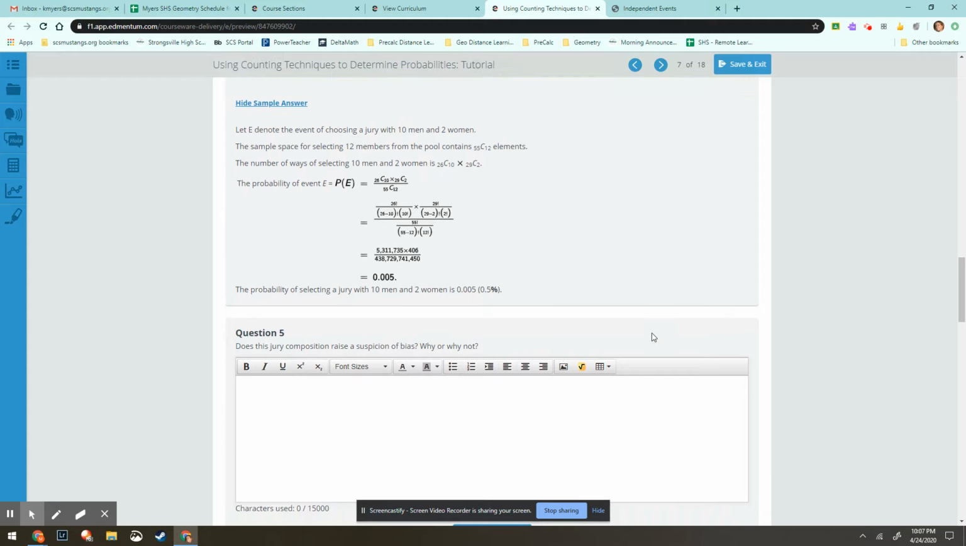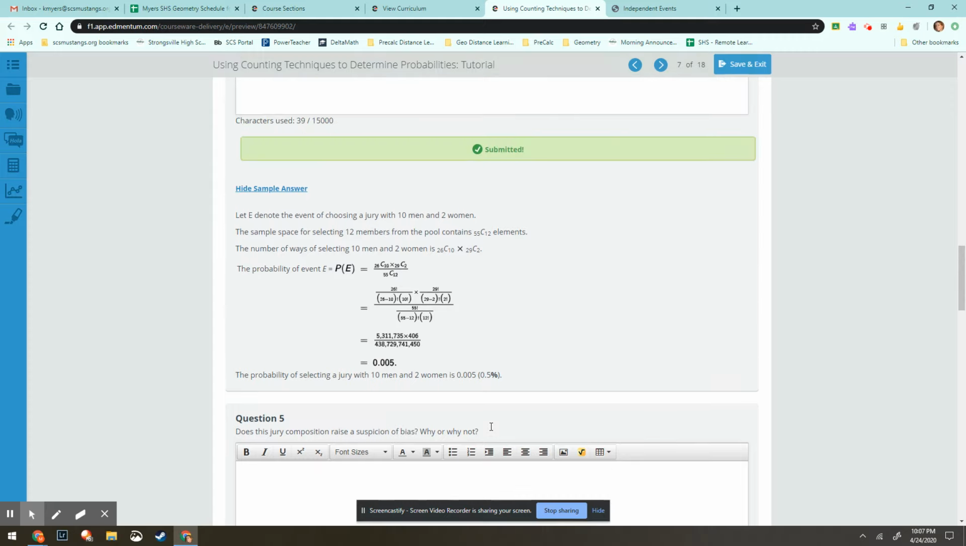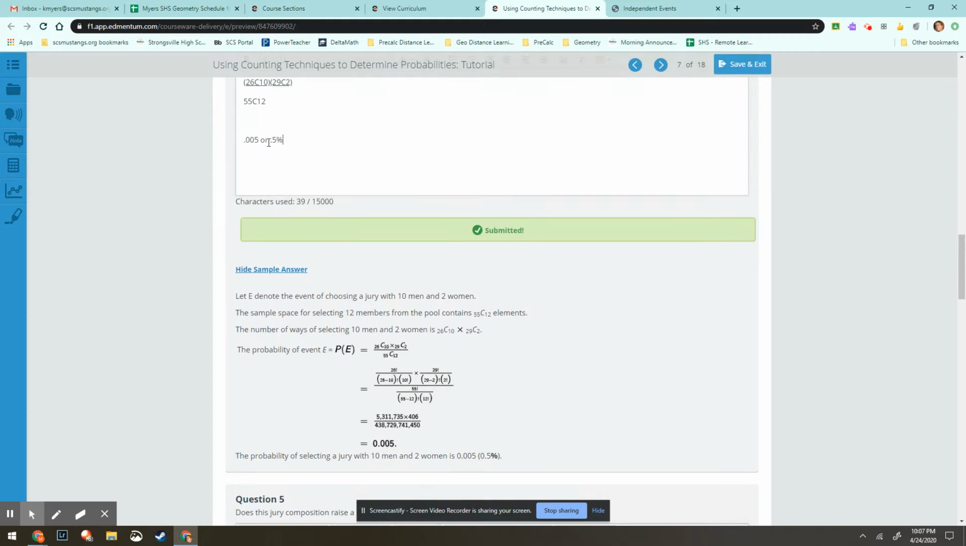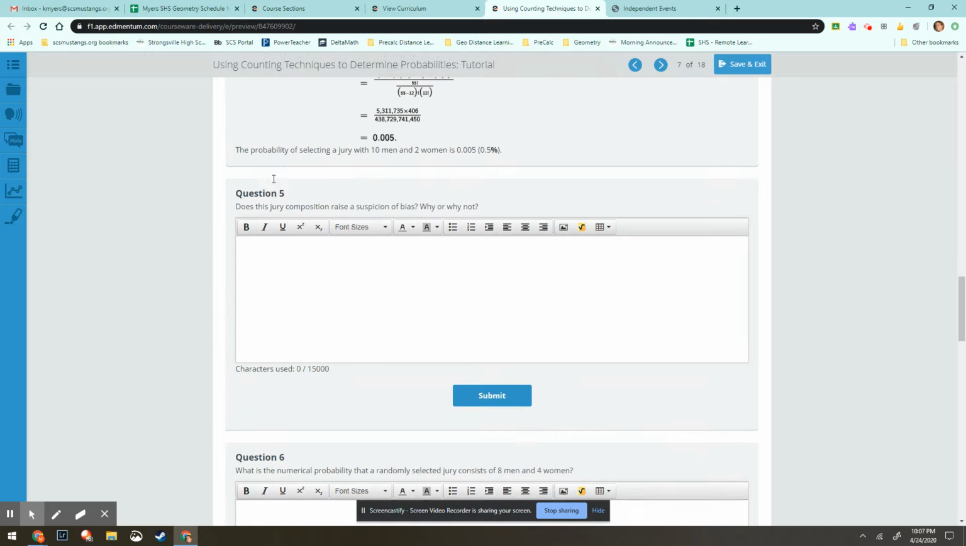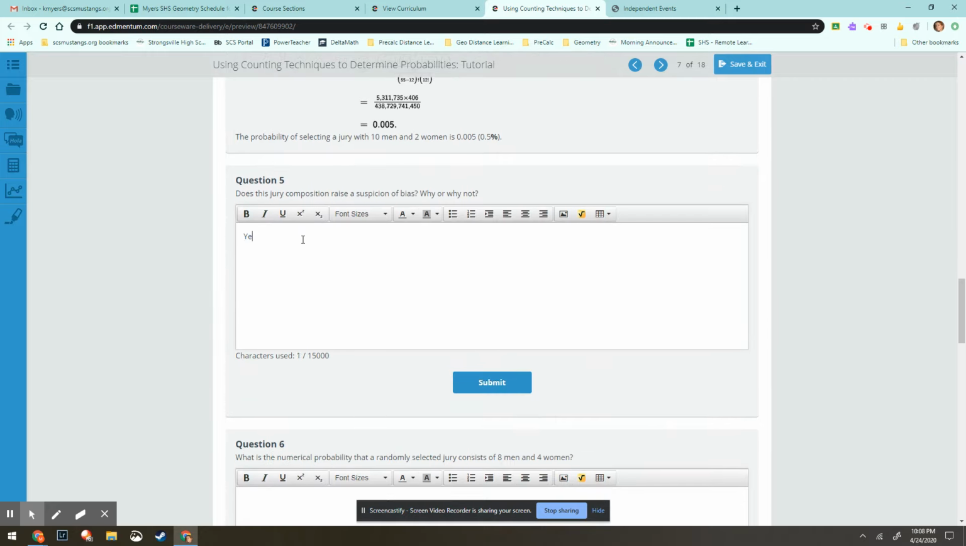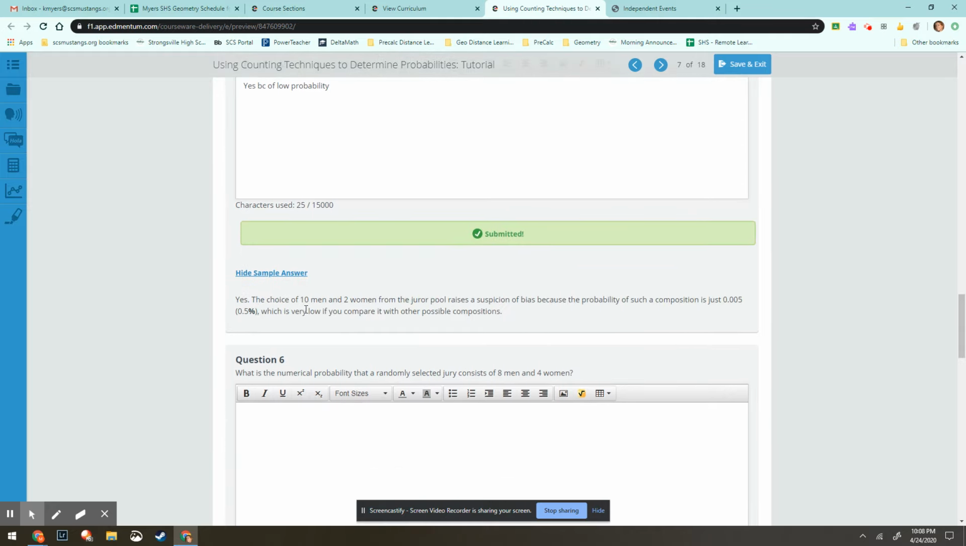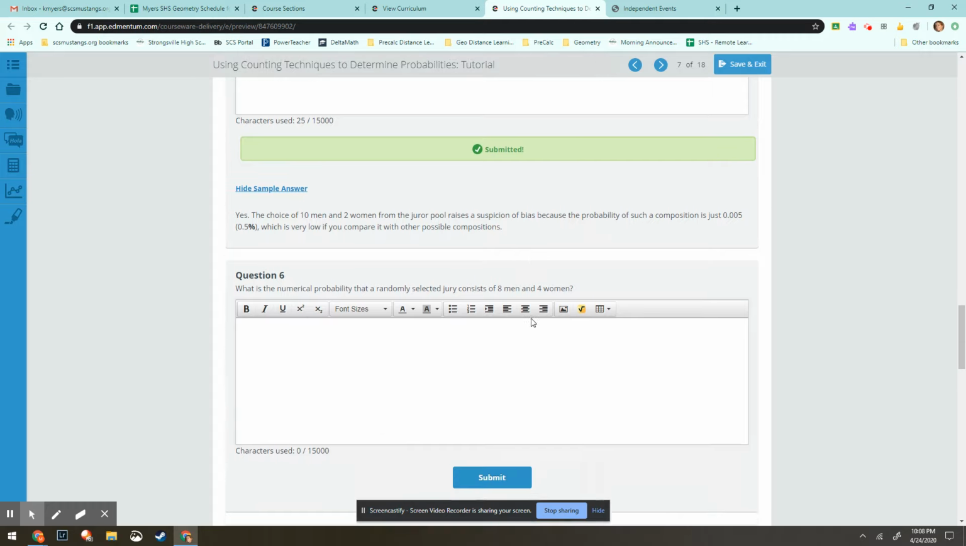Do you think that this jury composition raises a suspicion of bias? I'm going to go with yes, because there's only a 0.5% chance that you could actually come up with that using random selection. So I'm going to say yes because of the low percentage, or the low probability. Which is what they're basically saying here. It's just so small.